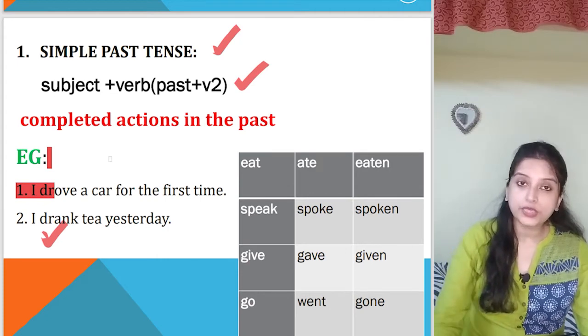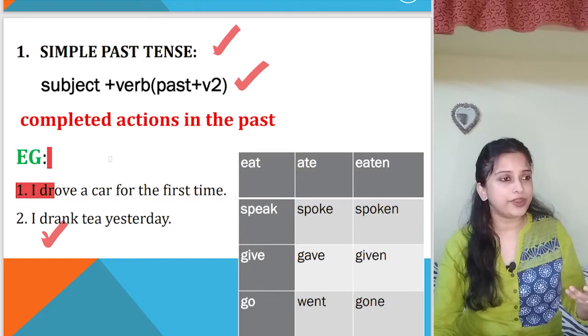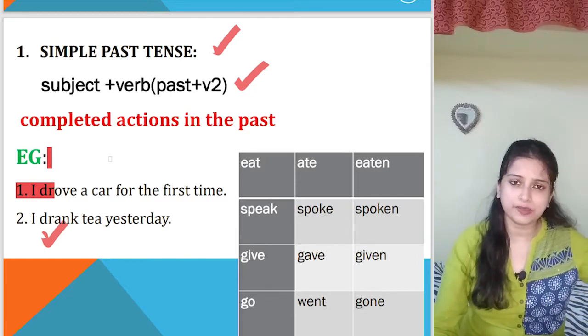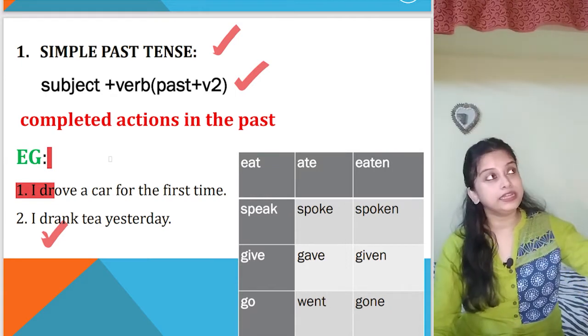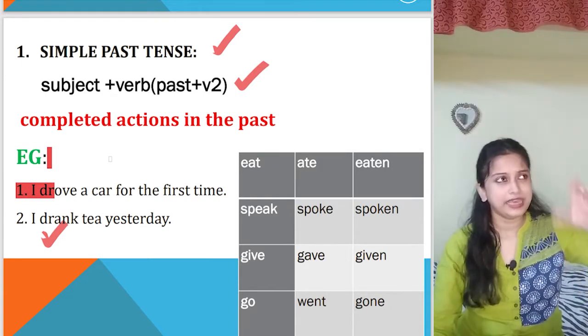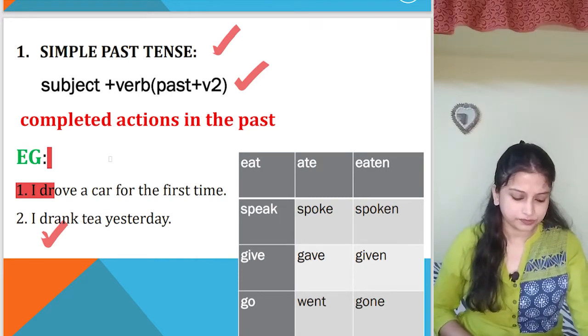Now when do we use simple past tense? When it is a completed action. I am just trying to point out that this action was done some time in the past. More past, less past, earlier than the last past form, not like that. Anytime in the past I did it, there we will use the simple past form.